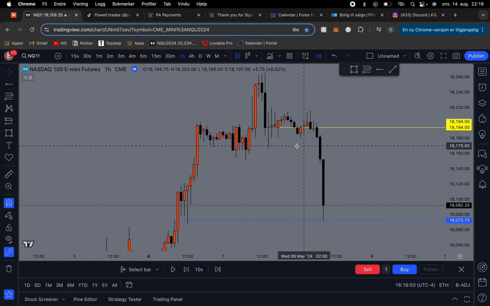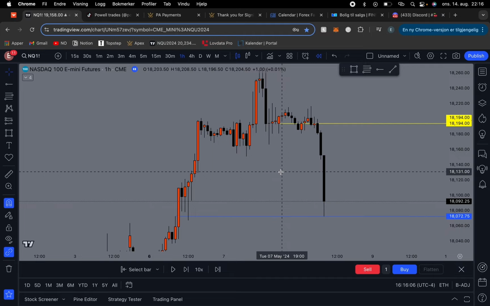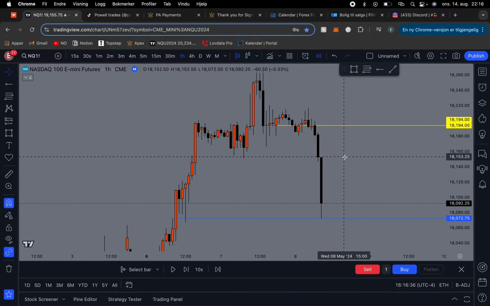By the way, for those of you who don't know, this is basically a CISD, or change in state of delivery, slash order blocks, I guess. This is what gives you, I would say, the best read on the market, especially if you go weekly, daily, 4 hour, 1 hour. 15 minute is good.